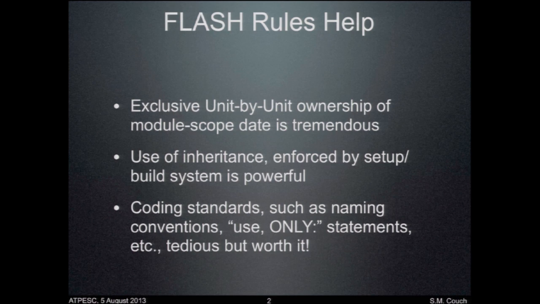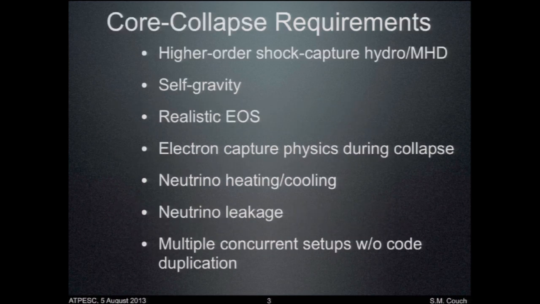So for my problem, what kind of things did we need to run a core collapse supernova problem? Well, we needed higher order shock capturing, self-gravity, a realistic equation of state that had a lot of physics in it, electron capture physics during the collapse phase, some sort of neutrino physics, and I'll talk about two different approaches to the neutrino physics, being very simple neutrino heating and cooling, which is completely local, and then more sophisticated neutrino leakage, which is an approximate transport method.